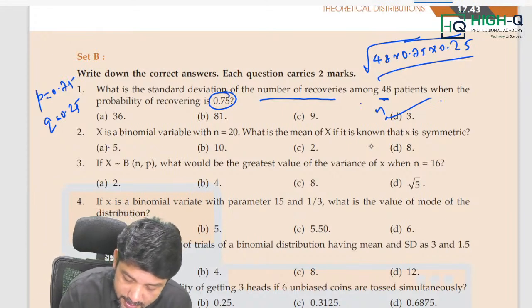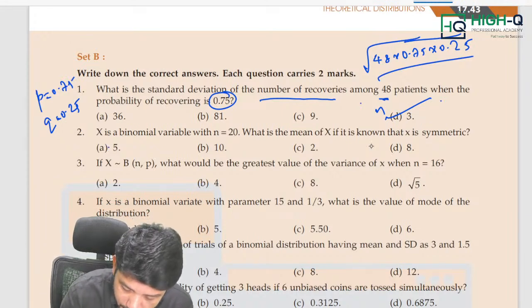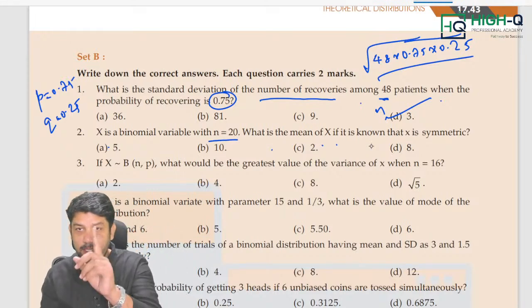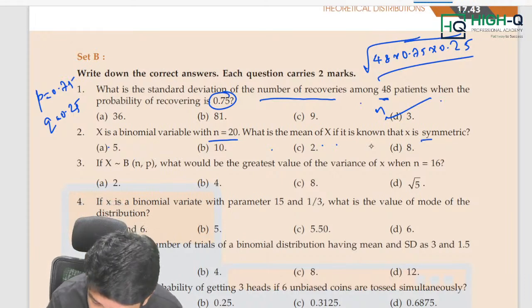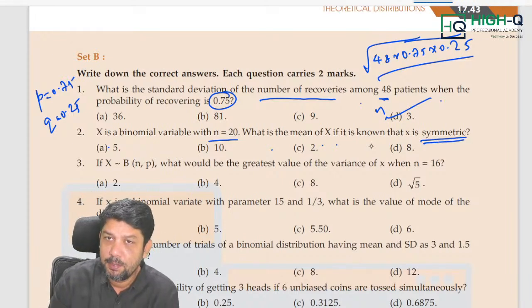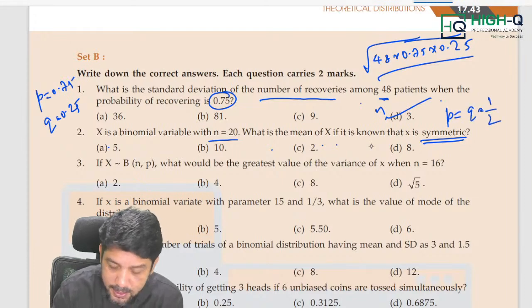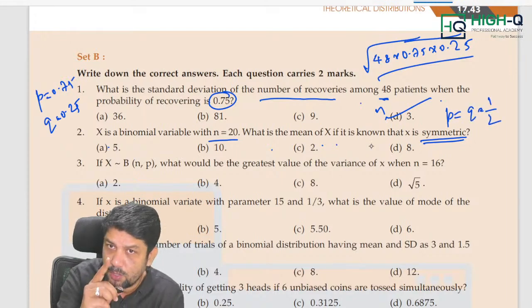Now, X is a binomial variable. n is equal to 20. What is the mean of X? It is known that X is symmetric. See, listen here, my dear. This is a very important condition. Symmetric is given. What does symmetric mean, you know? p is equal to q is equal to 1 by 2. That is what we call symmetric.